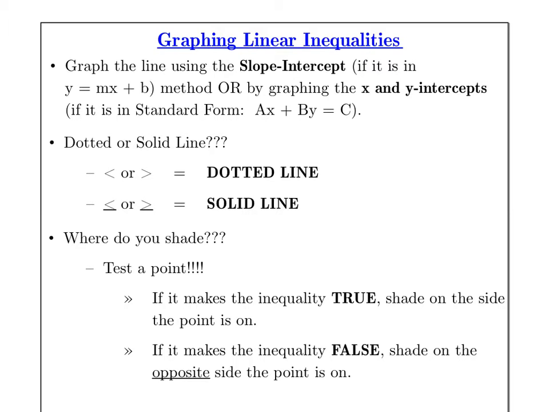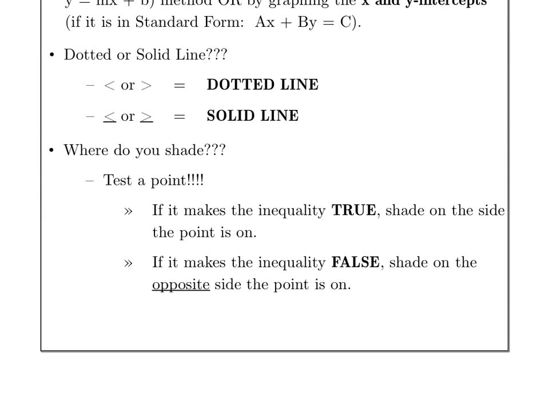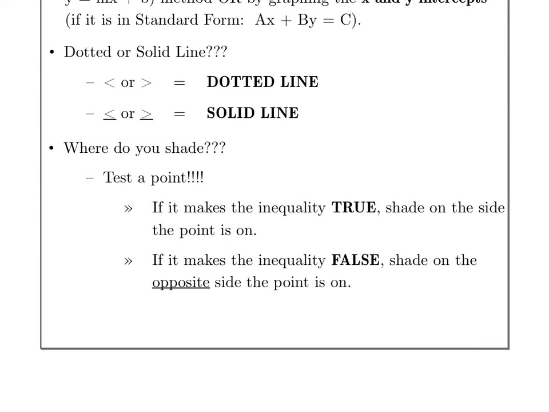We also have to shade the graph because you're not just using the solutions that are on the line, it's all the solutions on the line and to one side or the other side. So we're going to test a point that's not on the line. We're going to plug it into the inequality. If it makes the inequality true, we'll shade on the side that the point is on. If it makes the inequality false, we'll shade on the opposite side from the point.